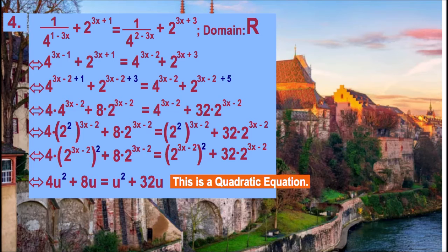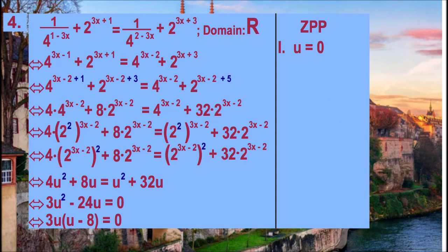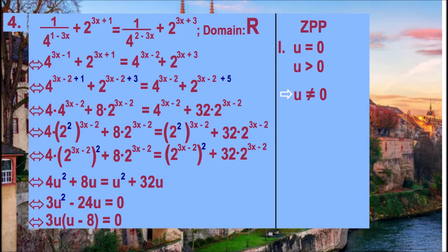This is a quadratic equation, so let's write it in standard form. Equivalent to 3u squared minus 24u equals 0. And let's factor the GCF, which is 3u. Equivalent to 3u times the quantity u minus 8, which equals 0. Utilizing the zero product property, we get our first case where u equals 0. u is greater than 0 because u represents the value of an exponent, and thus it must be positive. Thus, u cannot equal 0, and we throw that case out. So our second one is u equals 8.